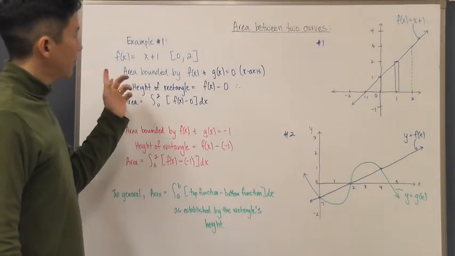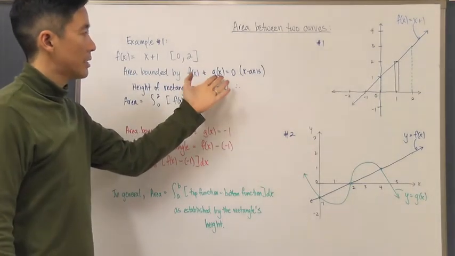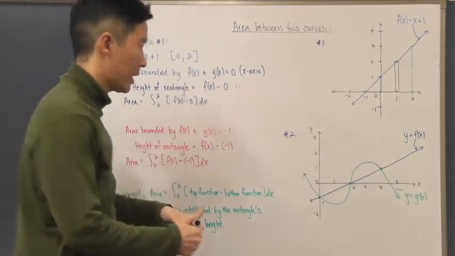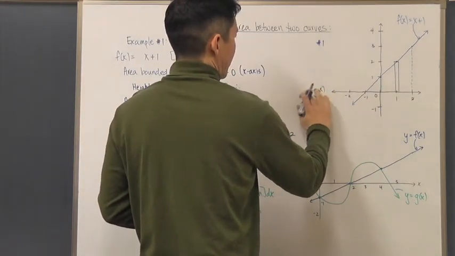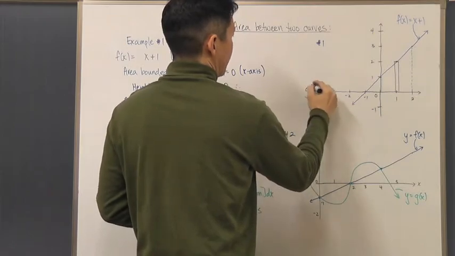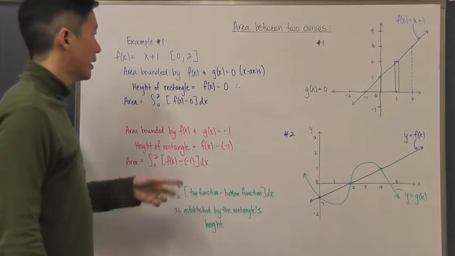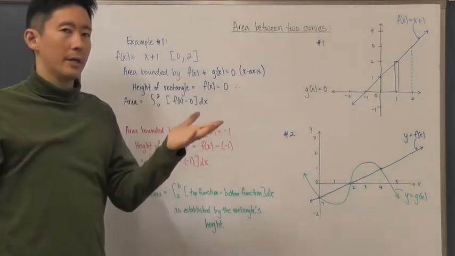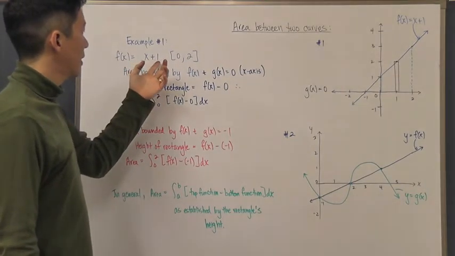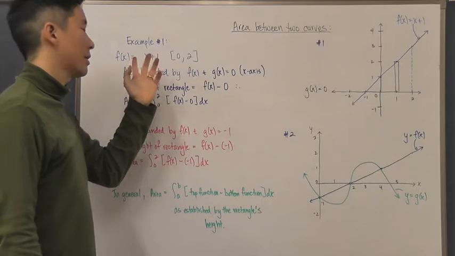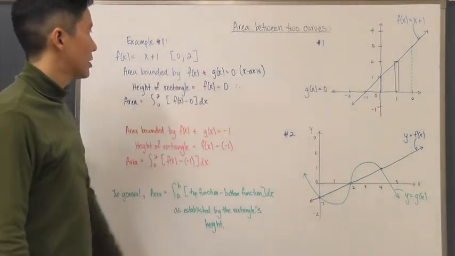Now, what if I wanted to find the area that was bounded by f of x and g of x, and let's say that g of x is equal to 0 in this case. So y is equal to g of x. Sorry, g of x is equal to 0, which is the x-axis. And now notice that we just determine what the integral is. The integral would just be the integral of x plus 1 dx from 0 to 2.